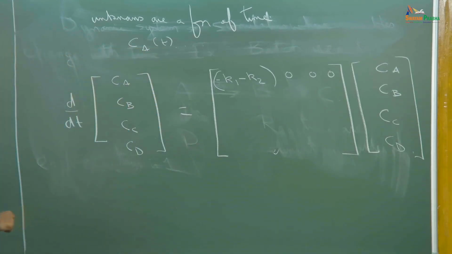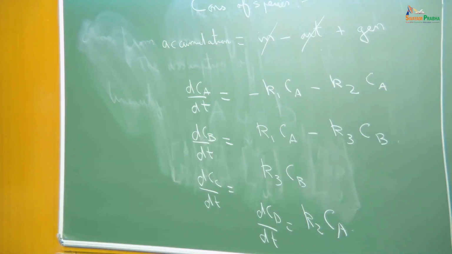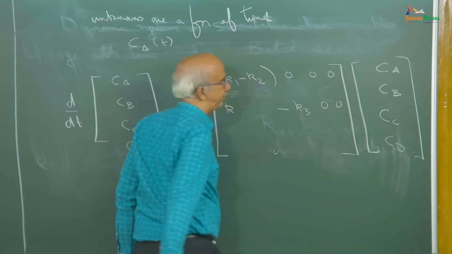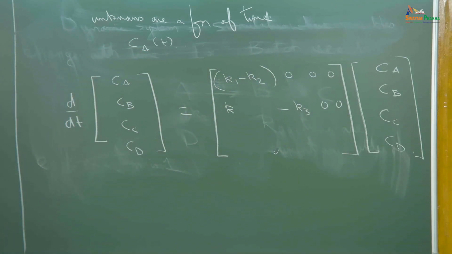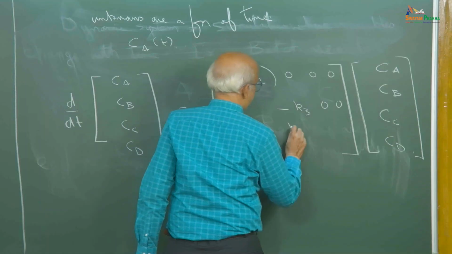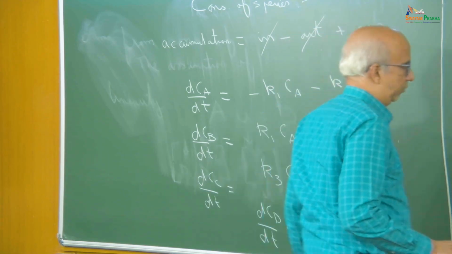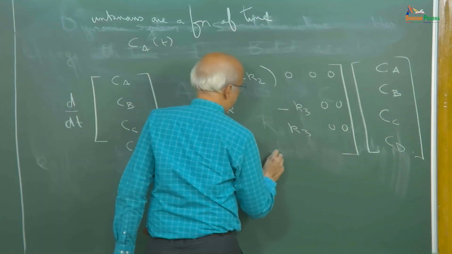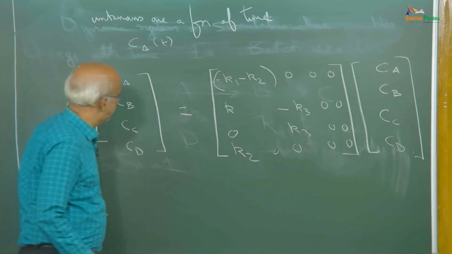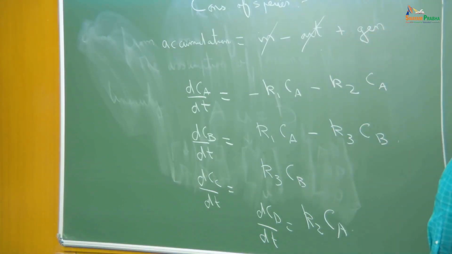What about d dt of CB? k1 multiplied CA minus k3 multiplied CB. So I have k1, I have minus k3 and 0 0, and this is CB, this is k2, I think what is this? This has to be k1, no? Yeah.